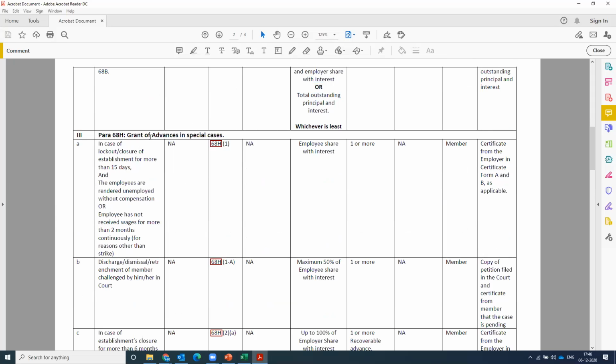Then there are grants in advance for special cases like lockout, closure, the employee being rendered unemployed without compensation, or the employee not having received wages for more than 2 months continuously for reasons other than strike. In these cases, there is no eligibility criteria. The employee can apply even after 1 month of service. What he will get is the employee share with interest.